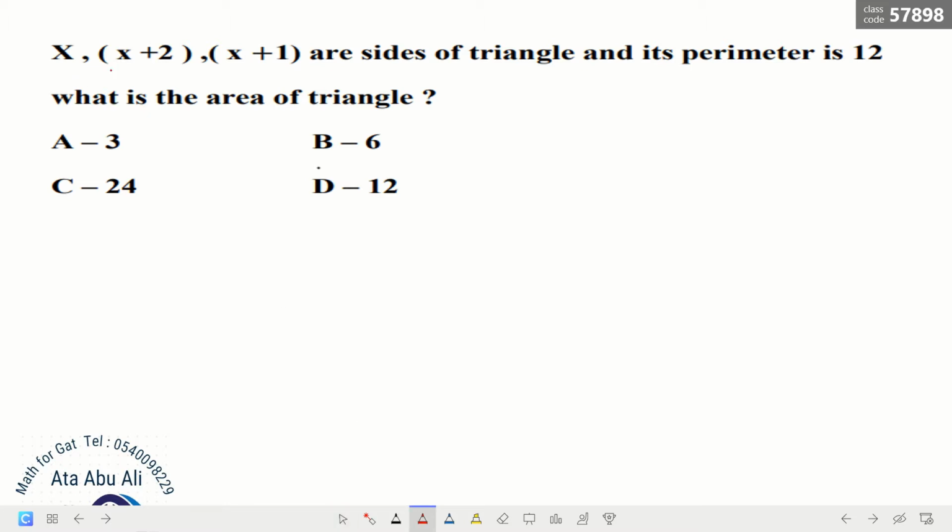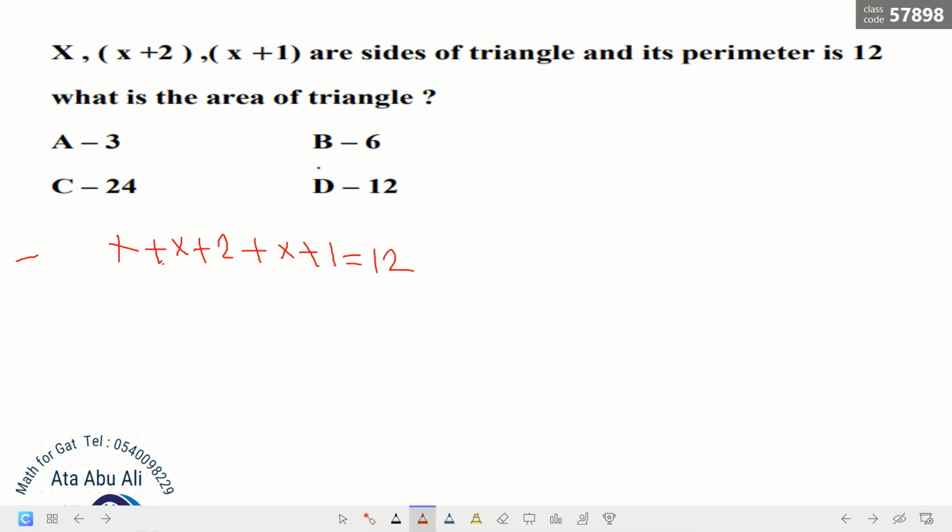Now if you have x, x plus 2, and x plus 1 as the sides of a triangle and its perimeter is 12, what is the area of the triangle? As we know, the perimeter is the sum of the sides. So here we have to add x plus x plus 2 plus x plus 1. All of this is equal to 12.